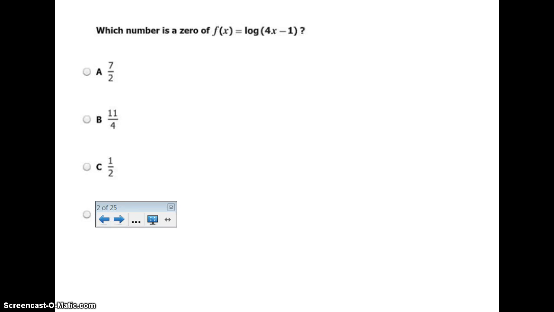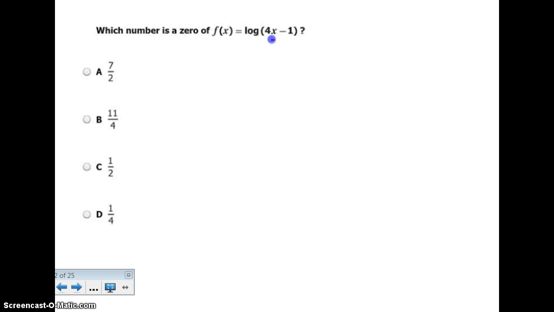All right, so this is the SOL review packet for logarithmic and exponential functions. The first question here says, which number is a zero? F of x equals the log of 4 times x minus 1. So we want to plug in these answer choices, A, B, C, and D, in for x, and we want to get 0 as our answer.